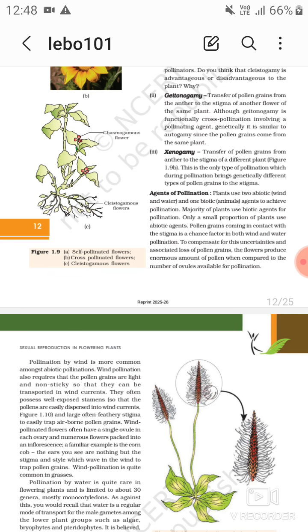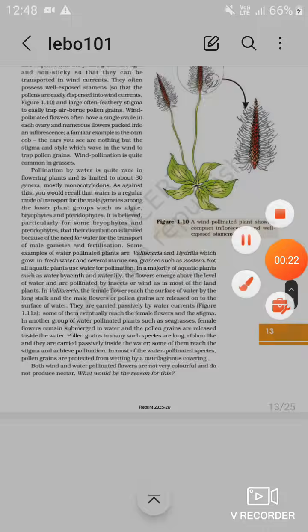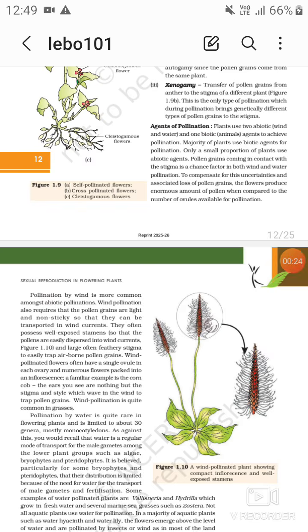Now, reason: the flowers produce an enormous amount of pollen when compared to the number of ovules available for pollination. Why is that? Because pollen grains coming in contact with the stigma is a chance factor in both wind and water pollination. To compensate, they produce an enormous amount of pollen.